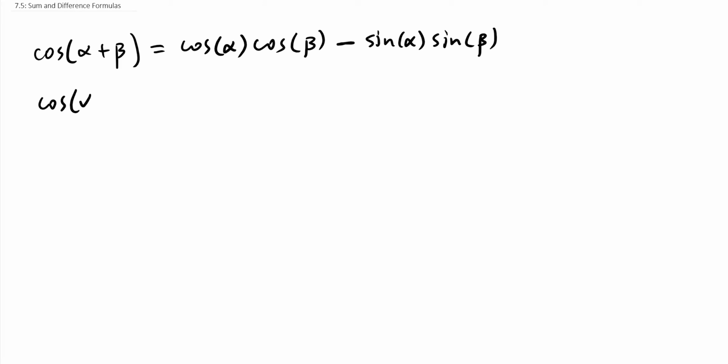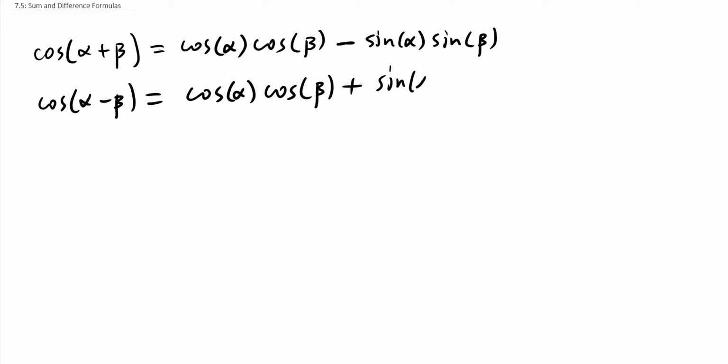The same thing happens with cosine of alpha minus beta. That's cosine alpha cosine beta plus sine alpha sine beta. And how do we apply this? Why is this useful?